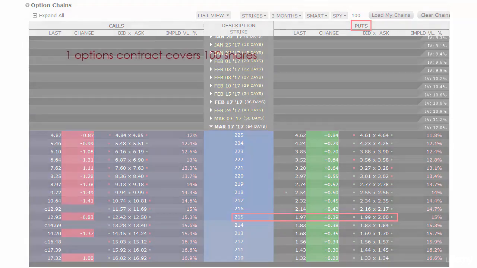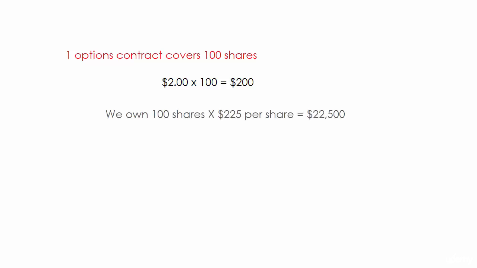The next thing you need to know is that each option contract always covers 100 shares, which is handy since we already own exactly 100 shares of the SPY. So one contract is all we need to buy to have insurance for our entire position. We're going to pay $2 for the contract, which will cost us $200. Our position is worth 100 shares times about $225 per share, or roughly $22,500. So this insurance would cost us about 1% of our position to insure it for 2 months.